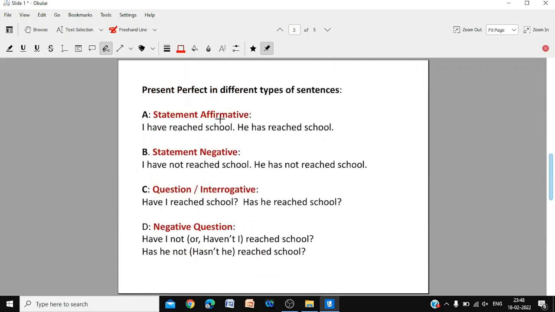Now, in different types of sentences. Statement: I have reached the school. He has reached the school. Negative statement: I have not reached the school. You also can say I haven't. He has not reached. You can also say he hasn't. Question form: have I reached school? Has he reached school? And negative question: have I not reached school? You can also say haven't I. Has he not reached? You can also say hasn't he reached? So have I not or haven't I, has he not, hasn't he for negative questions.